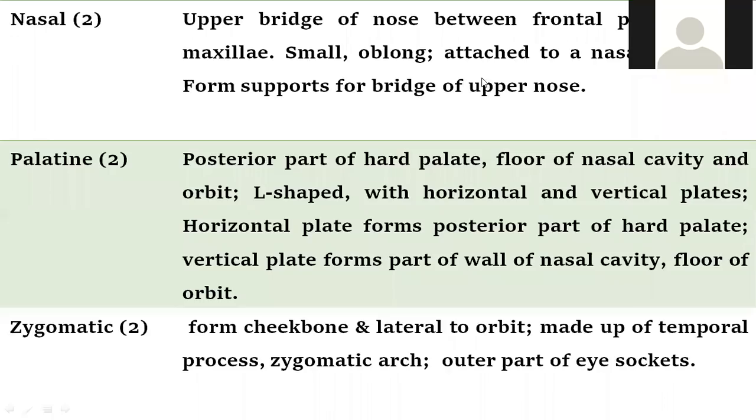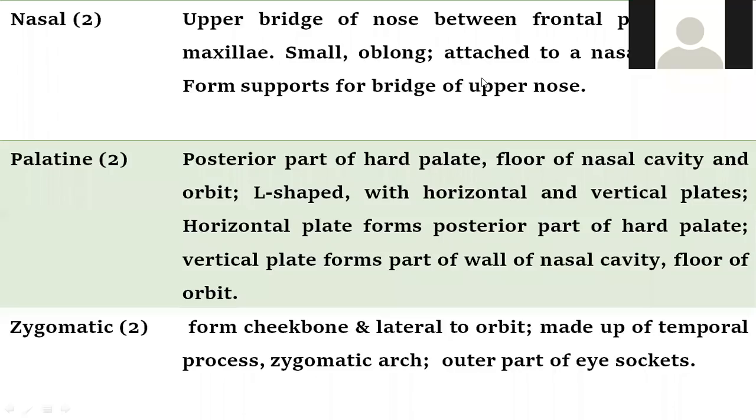So another bone, which is also a paired bone that is bilateral, is the palatine bone. They are the posterior parts of the hard palate. So they form the floor of the nasal cavity and the orbit. The palatine bones are L-shaped with horizontal and vertical plates. If you imagine the letter L, you have a horizontal and you have a vertical. So the horizontal plate forms the posterior part of the hard palate, while the vertical plate forms part of the wall of the nasal cavity, then also the floor of the orbit. I guess you are following me.